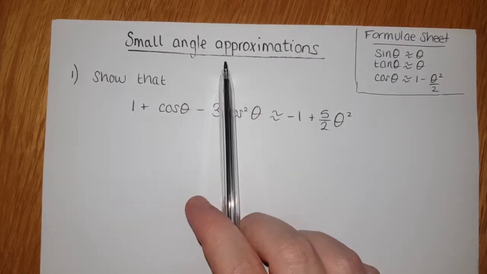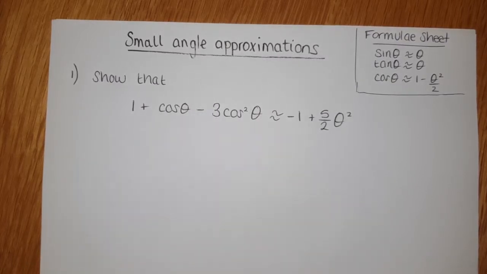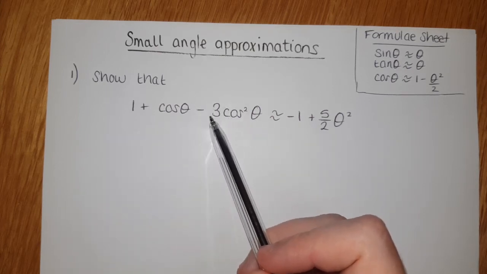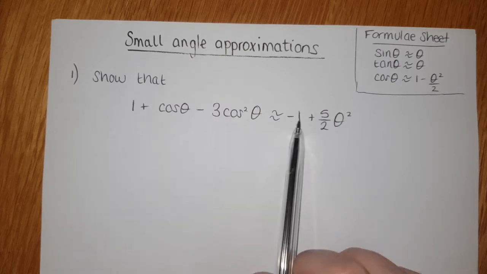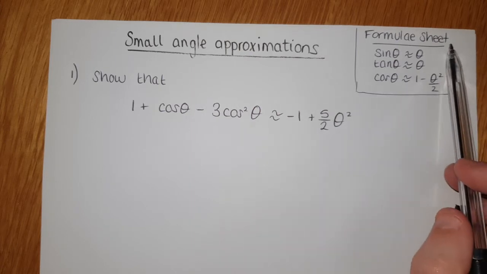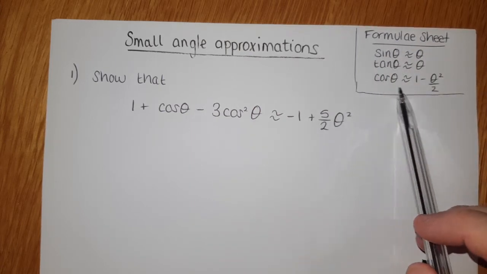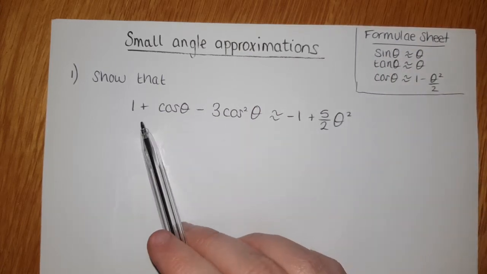For the small angle approximations, which was the first question, as always, I'm always going to have a mistake somewhere. First thing is I missed out a 3 when I typed up the sheet, so you might find that the first one didn't work when you tried it. But we are just proving that this side can be written like this, and you are given the formulas on the formula sheet, so all you need to do is replace everything.